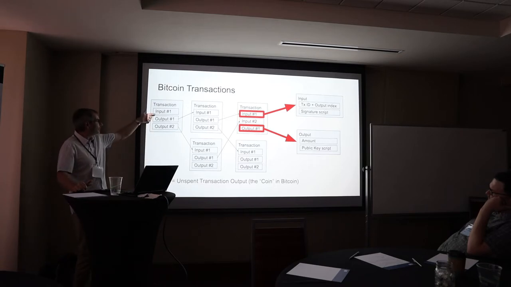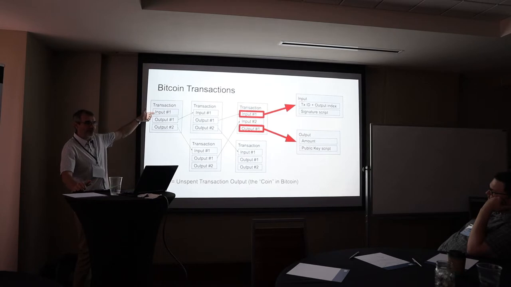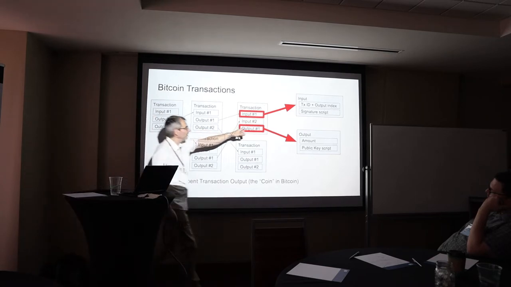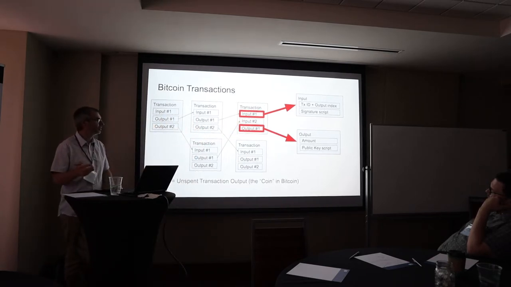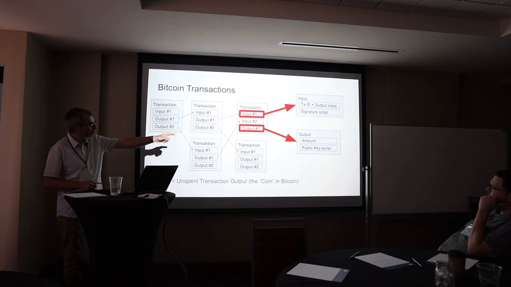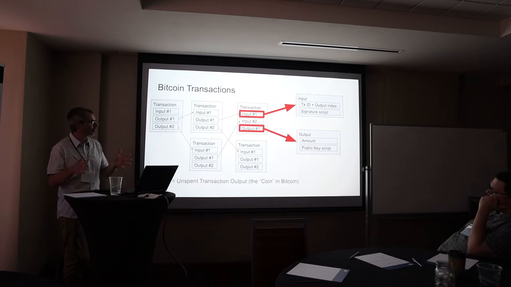Transactions in Bitcoin spend the outputs of other transactions and create new outputs. So a Bitcoin transaction is basically a list of inputs and a list of outputs. The inputs are basically an ID and an index, so it means I am spending that specific transaction output, plus a signature script, which means you prove that you can actually spend that input. And the outputs are just an amount and a public key script. So you say how much you want in that output, and you set the conditions for spending that output. So this is how Bitcoin works.